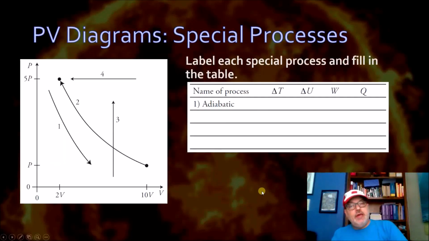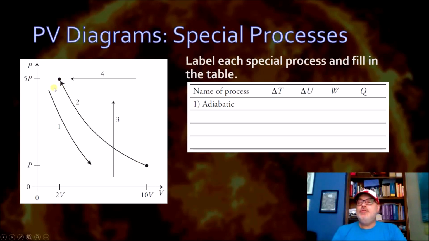So let's see if you get it. So here's our sample question. Label all the processes and fill in the table with pluses or minuses. So I've labeled the first one. Number 1 is adiabatic. Okay, this adiabatic is where Q equals 0. And notice it's steeper than our isotherm.